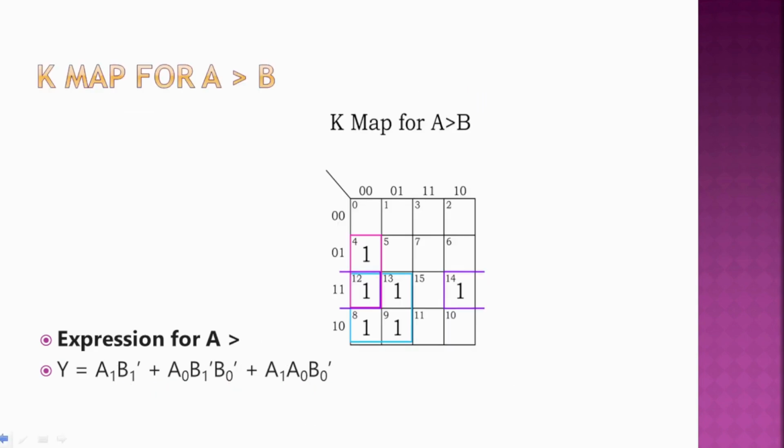This is the K map for the condition when A is greater than B. Fill the 1 with the help of the truth table. Afterwards, derive the expression for the condition when A is greater than B.